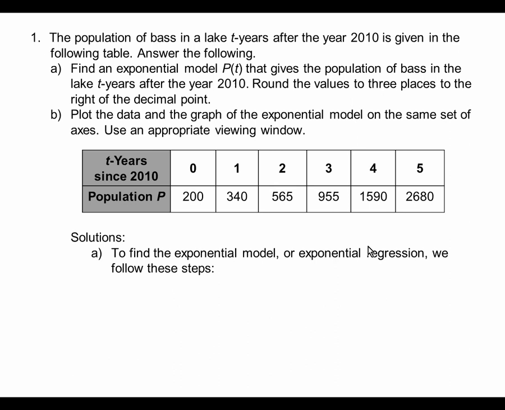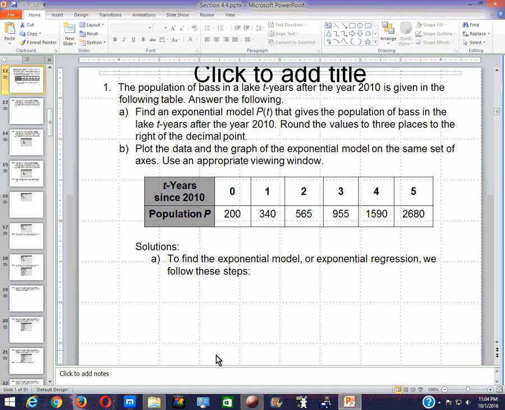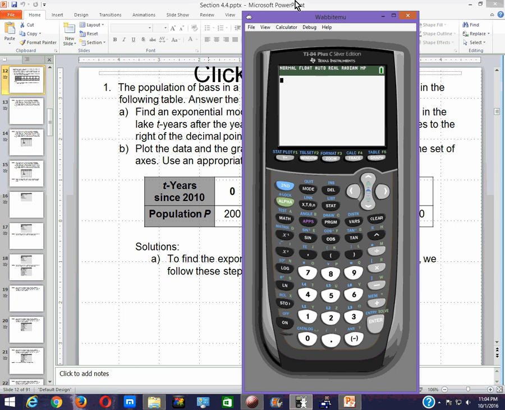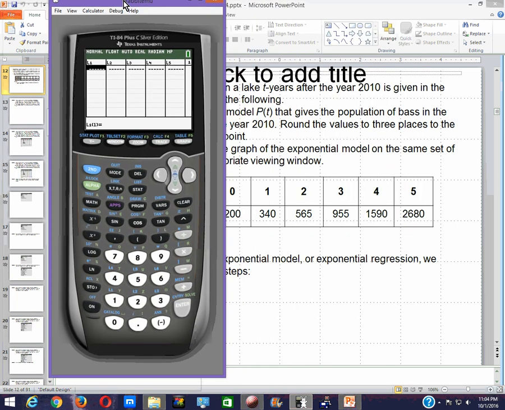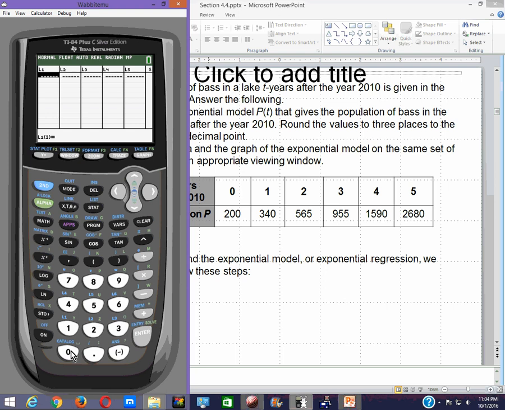So let me go back to my list here. We take out our calculator. Okay, so it's going to be stat. We're editing. Now remember, L1 was what? 0, 1, 2, 3, 4, 5. So 0, press enter. 1, press enter. 2, press enter. 3, press enter. 4, press enter. 5, press enter. Use your navigation keys to get to L2.